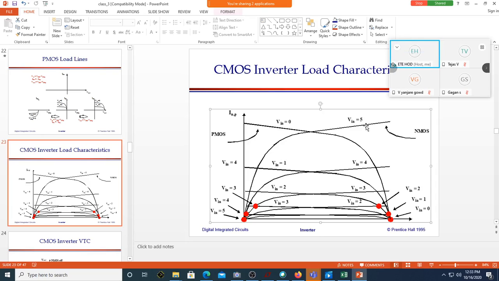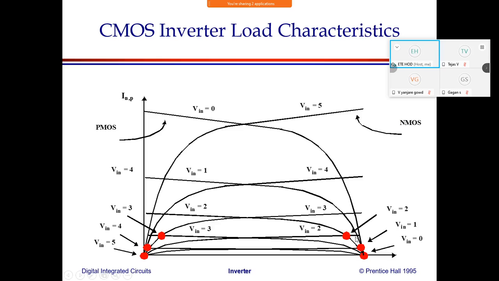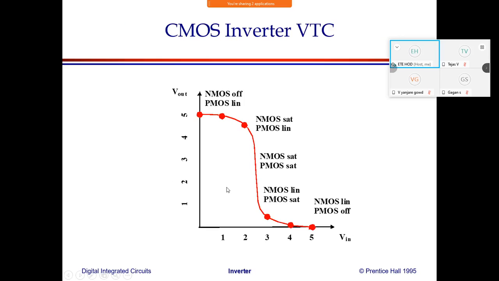Tejas? Yes, sir. Okay, sir. If lambda is 0, it will be flat. Okay, sir. Okay. This actually leads to something like this.